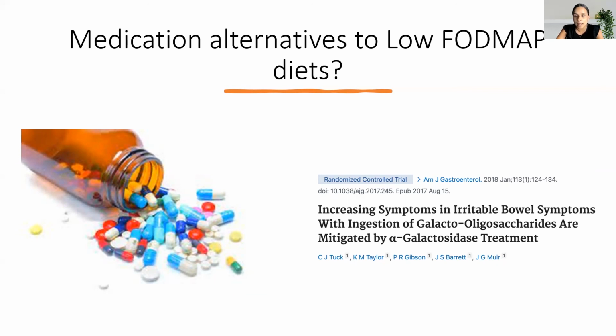A randomized double-blind placebo-controlled crossover trial assessed whether oral alpha galactosidase with foods high in galacto-oligosaccharides and low in other FODMAPs would reduce symptoms. They found that there was a clinically significant reduction in symptoms with this enzyme. So this can be used as an adjunct to therapy. Similar enzymatic supplementation trials using these or other enzymes in children with functional bowel disorders would be necessary.